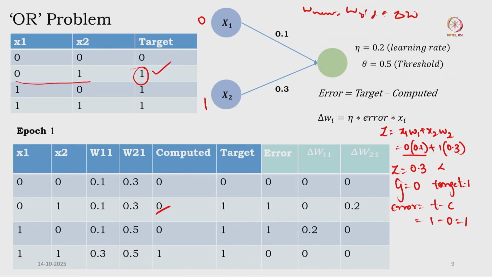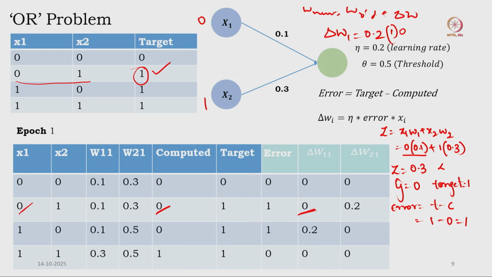Since we have both W1 and W2, first let us calculate delta W1. How do we calculate delta W1? Learning rate times error times input. So, what is the learning rate? Let us erase this part and take the value directly. The learning rate here is 0.2, and the error that we have got is 1, and with respect to input x1 we are updating. Therefore, this is 0. Delta W1 is 0. That is the 0 that we have got here.